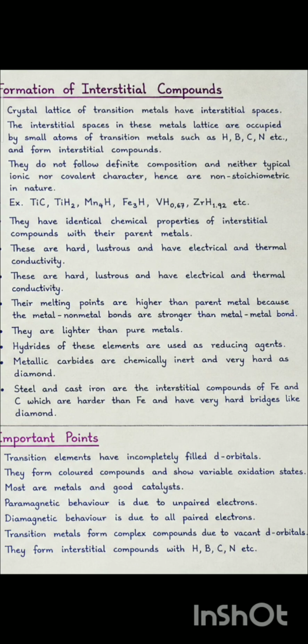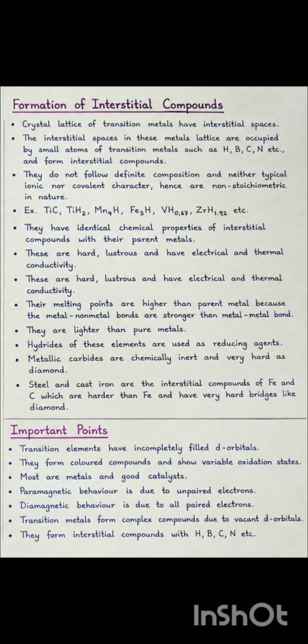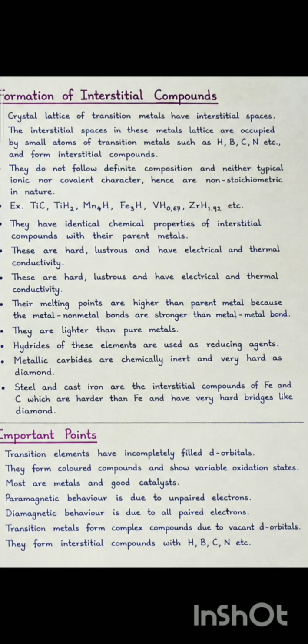They are lustrous and have electrical and thermal conductivity. The metal non-metal bond is stronger than the metal-metal bond. The small spaces are occupied by non-metals like hydrogen, boron, carbon, and nitrogen. Next, transition elements have incomplete d orbitals. We know that they form colored compounds and show variable oxidation states.